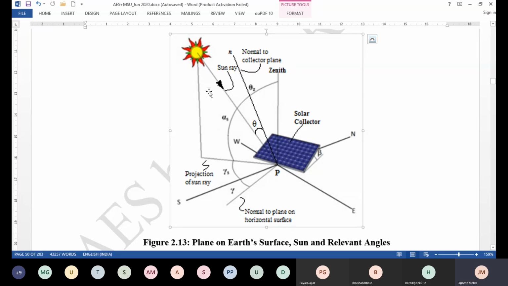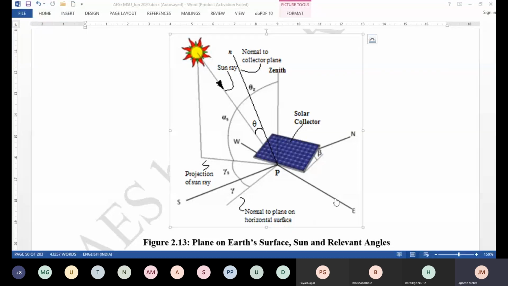Now this sun ray is making some angle with its own projection on the horizontal plane, and that is called angle alpha, the declination angle alpha, that is declination angle.